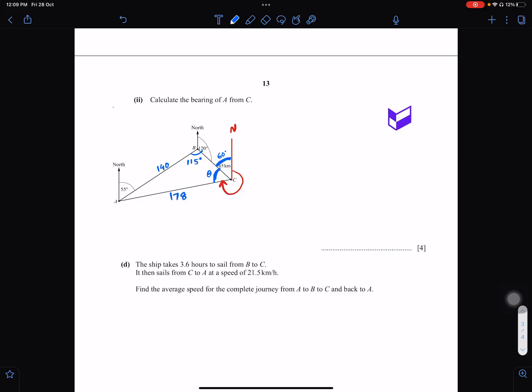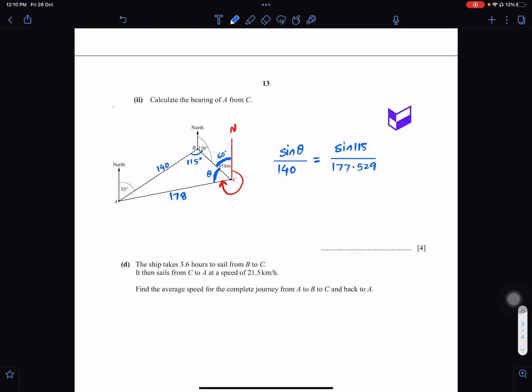So let's work upon theta. Sine rule: sine theta divided by its opposite side. Its opposite side is 140. The other angle which I know from the triangle is sine of 115 divided by this side, which is 178. This has been a rounded off answer, so I'm going to use the exact value for this calculation. So I'm going to take it as 177.529.